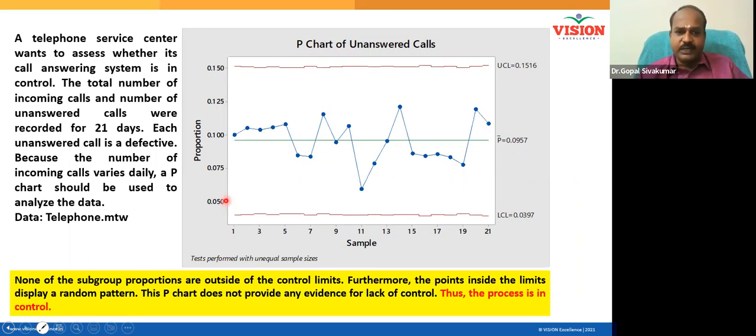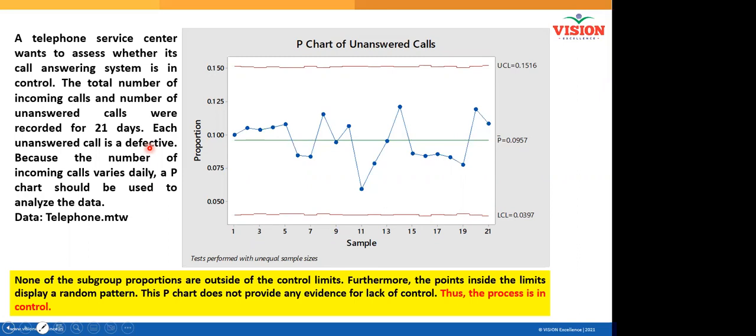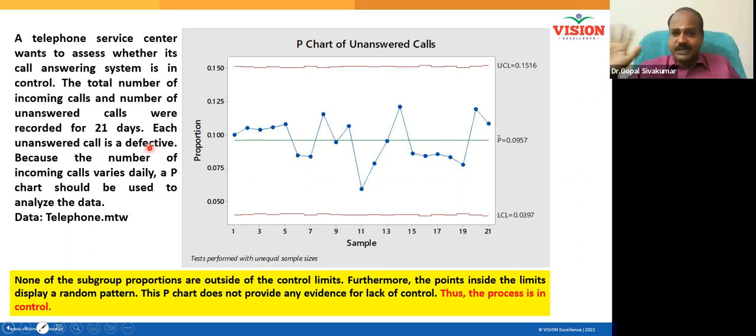We are monitoring defectives, isn't it? Each defective, unanswered call is considered a defective. So your option is restricted to P chart or NP chart. Now, number of incoming calls, will it be constant every day or will it vary? It will vary. So go for the P chart. And now the P chart is plotted.